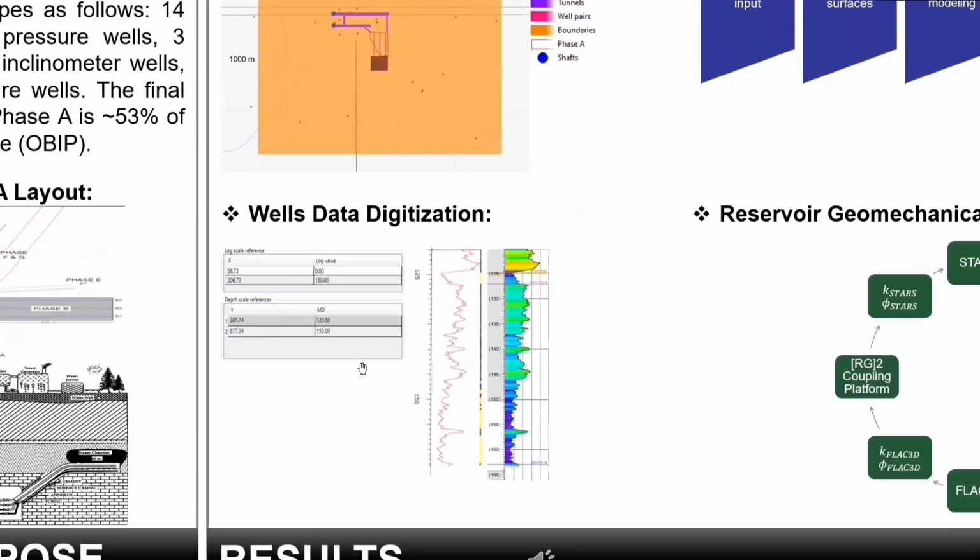So the methodology of digitization is by uploading the raster log image and then selecting 2 points on the x-axis, as we can see here, to be used as a log scale reference, and then 2 points on the y-axis to be used as a depth scale reference. Then by just picking up the points and following the path of the profile, the raster log will be converted to digital data, as we can see here.